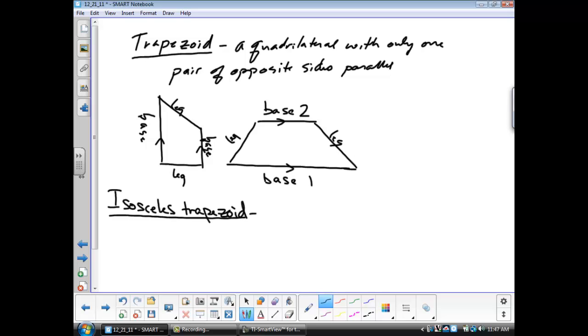Tell me, why could we not have congruent bases? Why can there not be congruent bases? Because it would be a parallelogram. When one pair of opposite sides are both parallel and congruent, you have a parallelogram. So in an isosceles trapezoid, it is the legs that are congruent.